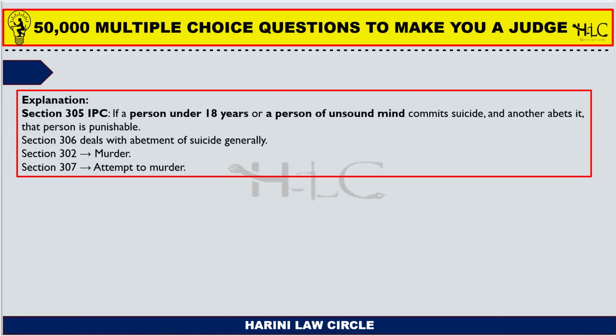Okay. 306 deals with abetment of suicide generally. And 305 specifically deals with minors and unsound mind people. And 302 deals with murder, the punishment. And 307 deals with the attempt to murder.